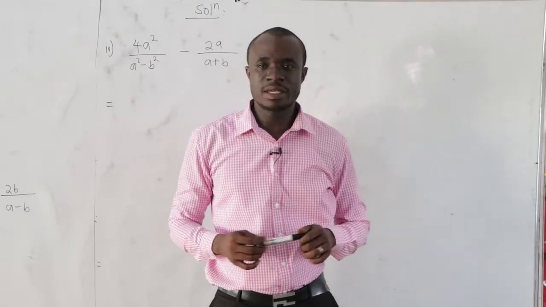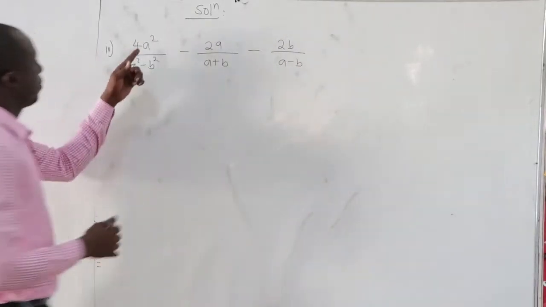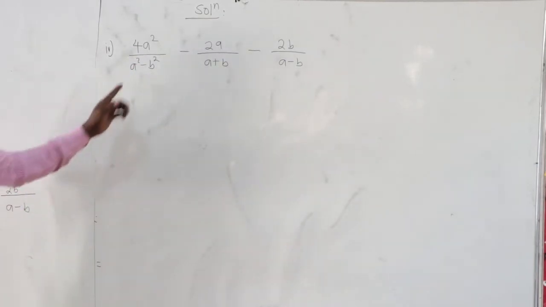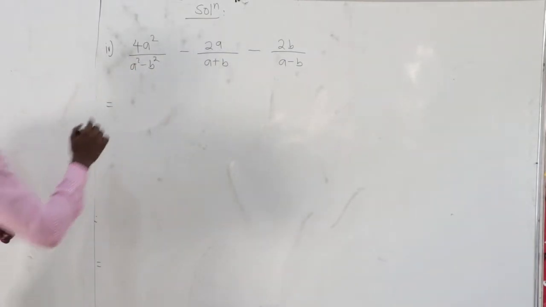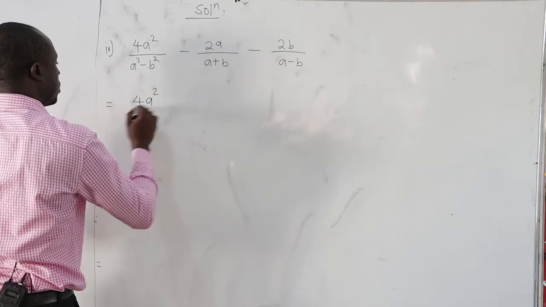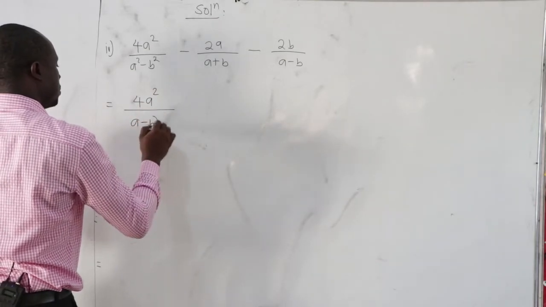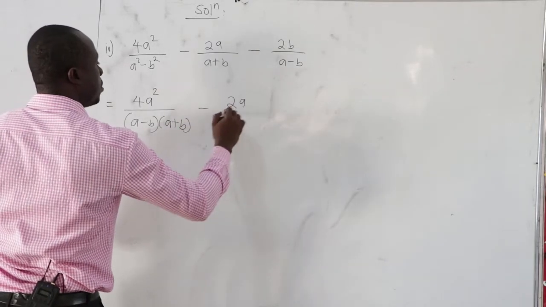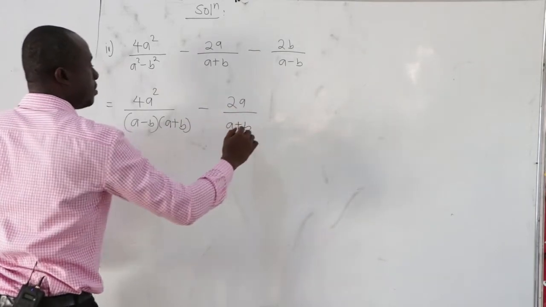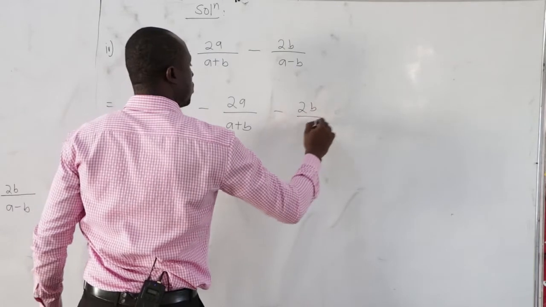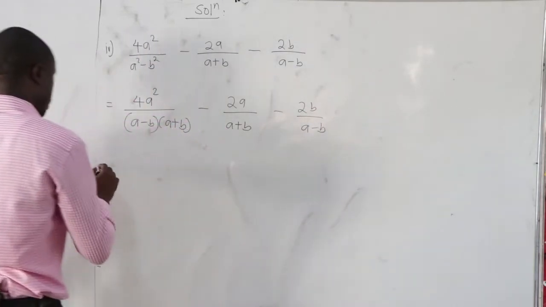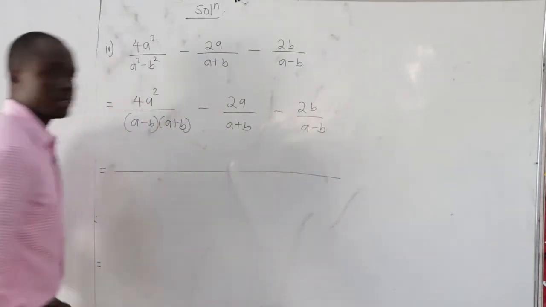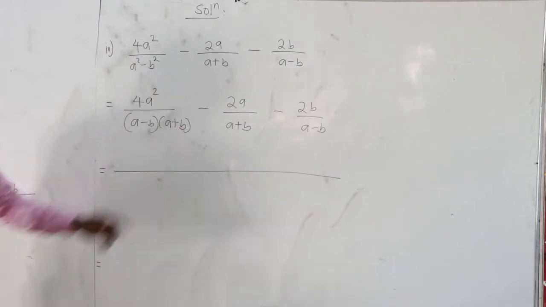Okay, let's consider this example. We have 4a squared all over a squared minus b squared, a difference of two squares. So we have 4a squared all over (a minus b)(a plus b), minus 2a all over a plus b, minus 2b all over a minus b. Clearly from here, what is our LCM? The LCM is (a minus b)(a plus b).